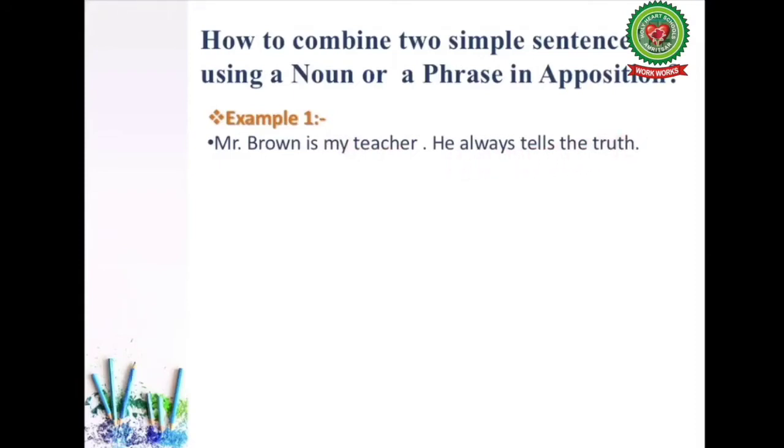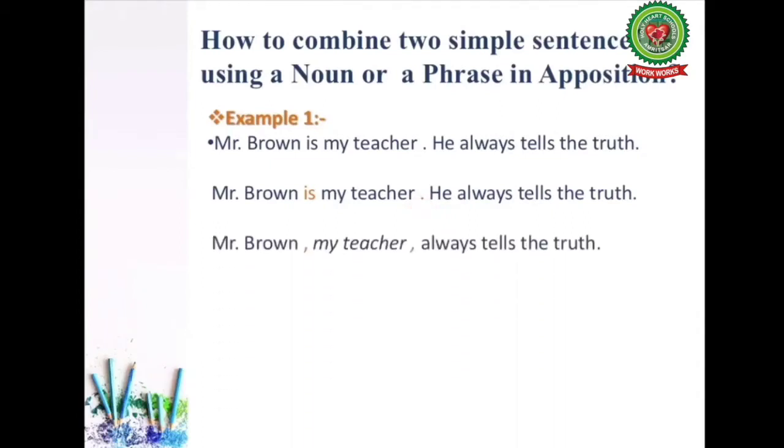Now, we will take up the noun that gives us additional information. That is my teacher. So, when we are combining the sentences, we will remove the verb is and put a comma in its place. We will remove the full stop and put a comma here also. So our answer will be Mr. Brown, comma, my teacher, comma, always tells the truth. We will not repeat the subject. We will remove the subject in the second sentence.